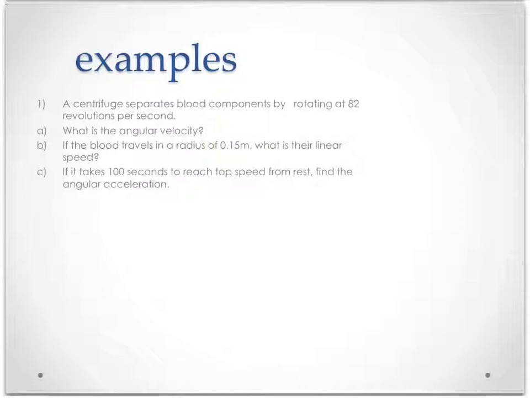Number 1. A centrifuge separates blood components by rotating at 82 revolutions per second. A. What is the angular velocity? So that means we're trying to find omega. B. If the blood travels in a radius of 0.15 meters, what is their linear speed? That means we're trying to find V. And C, if it takes 100 seconds to reach top speed from rest, find the angular acceleration. That's alpha.